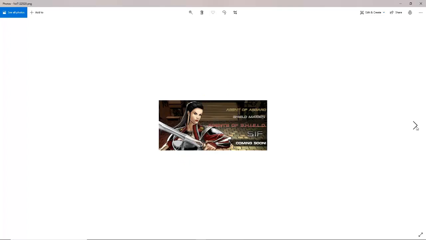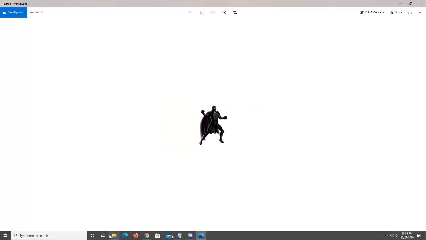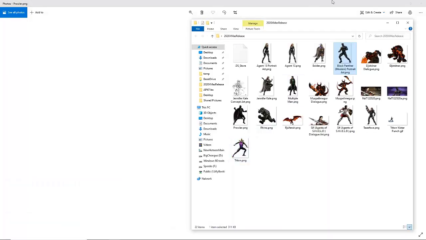A new Agent of S.H.I.E.L.D. Sif look. Great coming soon work over there. And also that looks like it would lead into a recruitment dialogue. There's Black Panther. This is Multiple Man. Or no, I'm sorry, this one's Prowler.